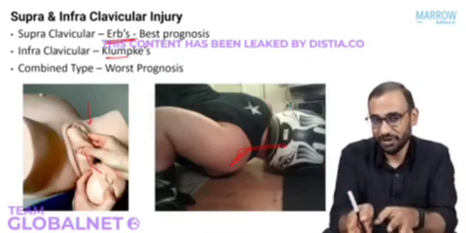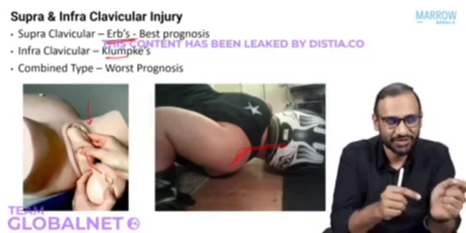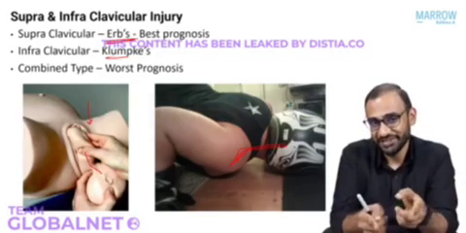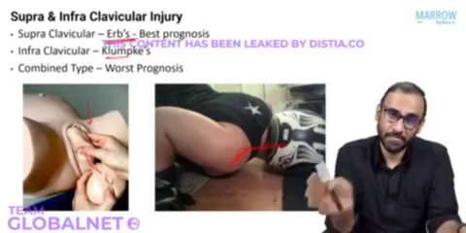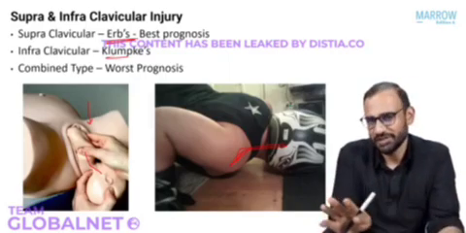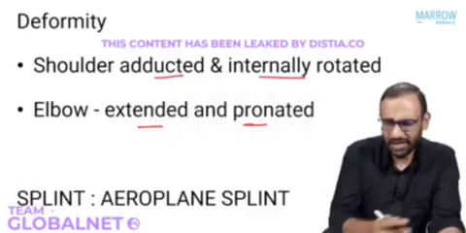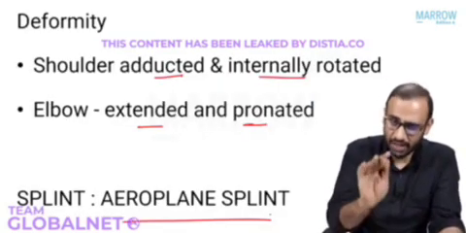You understood which part of the brachial plexus is injured. You have understood which nerves are affected. And because you know the muscle supply of those nerves, you know what would be the deformity. That is your Erb's palsy. Okay? So far, so good. Okay? The splint that you will use in any kind of brachial plexus injury is the aeroplane splint. I'll show you what it is.